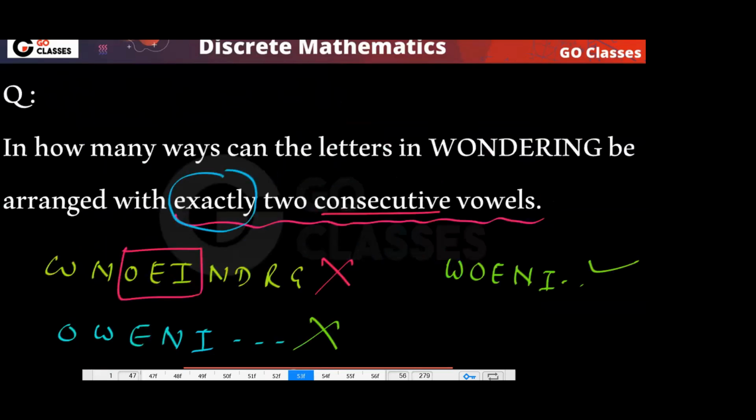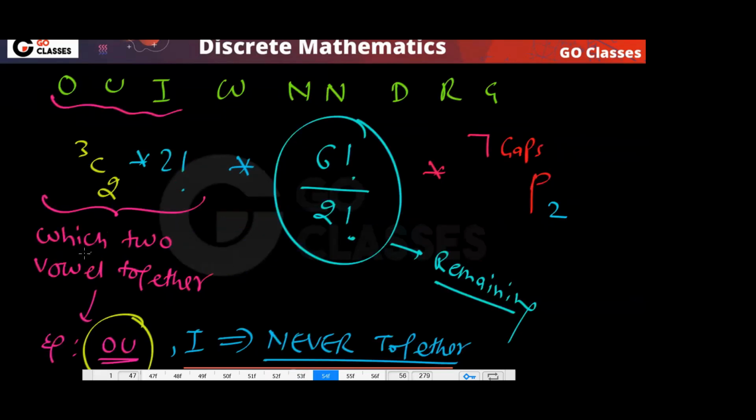Is this question clear? See, you go very step by step. Basically, 2 vowels should be together. So first you decide which 2 vowels should be together. From 3 vowels, you select 2 vowels. These 2 vowels can be arranged in 2 factorial ways: O comma U, U comma O. Now put them in a box.